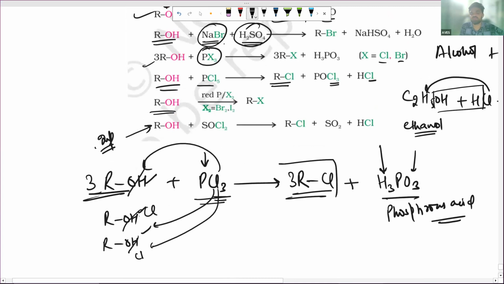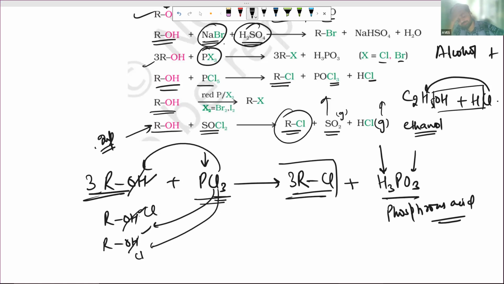This is only used in the preparation of alkyl halides at the commercial level. Why? Because when we are passing alcohol with SOCl2, RCl is going to form, and then we're going to have SO2 and HCl. And this is also in the form of gas, and this is also in the form of gas. So these will evaporate, and only this we will find. So this type of reaction helps us in order to get the product in the pure state. Got it?